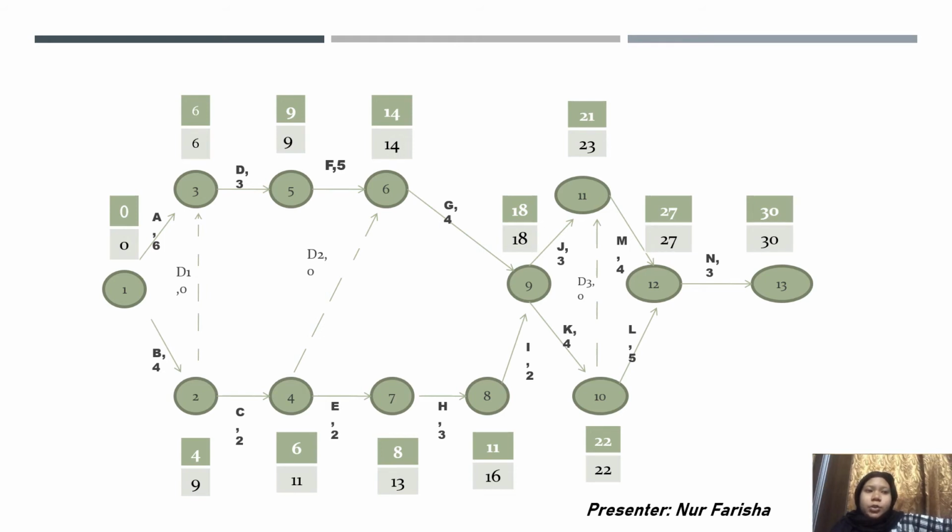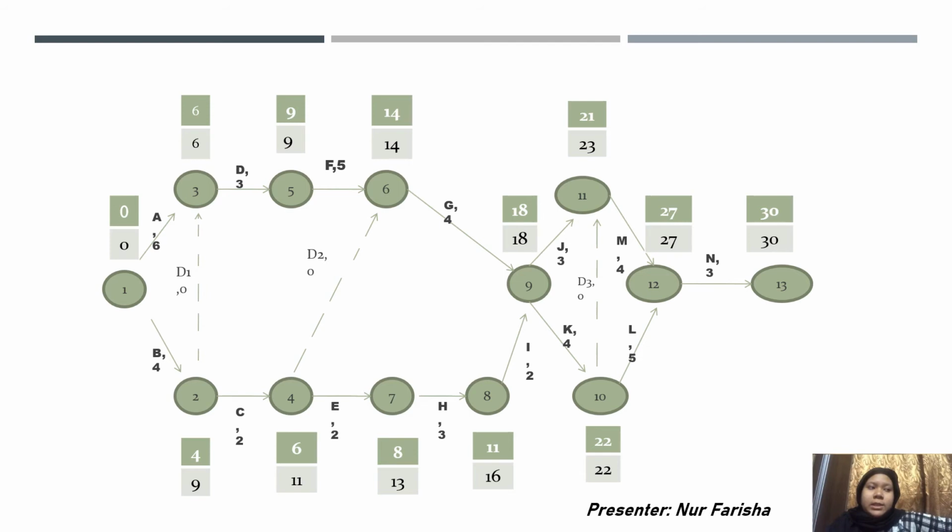For node number 2, how can we get 4? EET of node number 1 is 0. We plus the activity duration time 4, activity B, we get 4. For node number 3, it comes from node number 1, which has EET 0, and we plus activity A duration time 6, and we get 6.